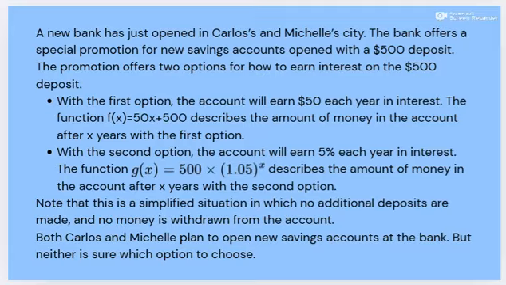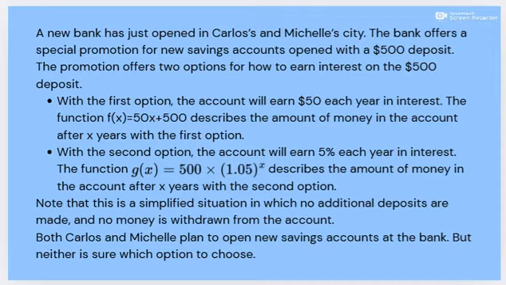A new bank has just opened in Carlos's and Michelle's city. The bank offers a special promotion for new savings accounts opened with a $500 deposit. The promotion offers 2 options for how to earn interest on the $500 deposit. With the first option, the account will earn $50 each year in interest. The function f of x equals 50x plus 500 describes the amount of money in the account after x years with the first option.